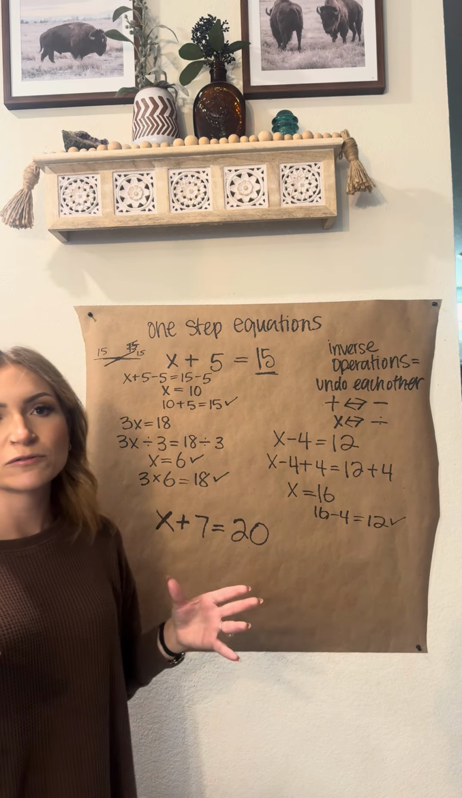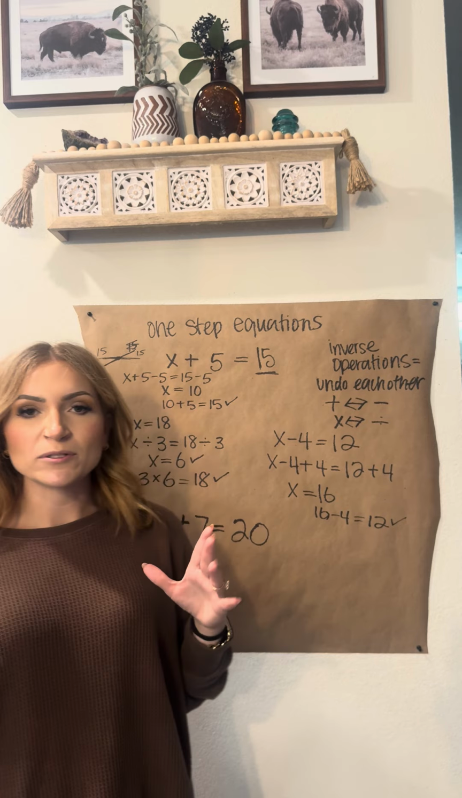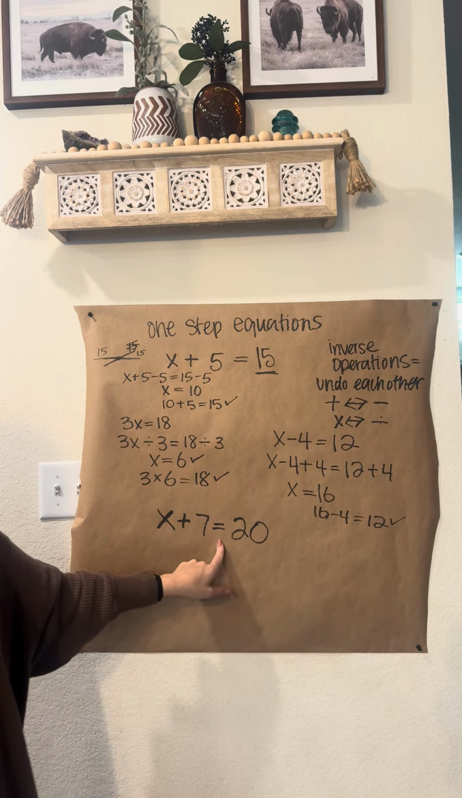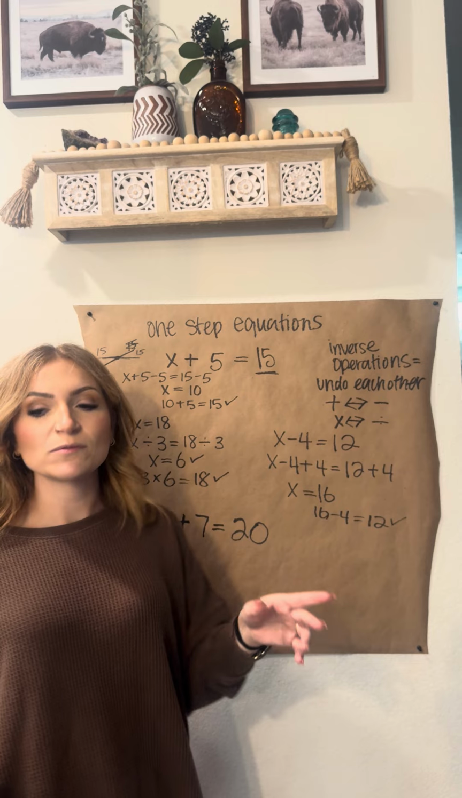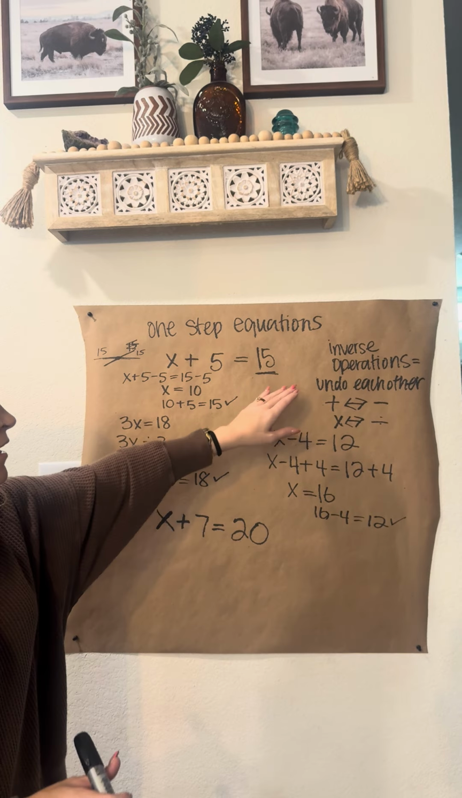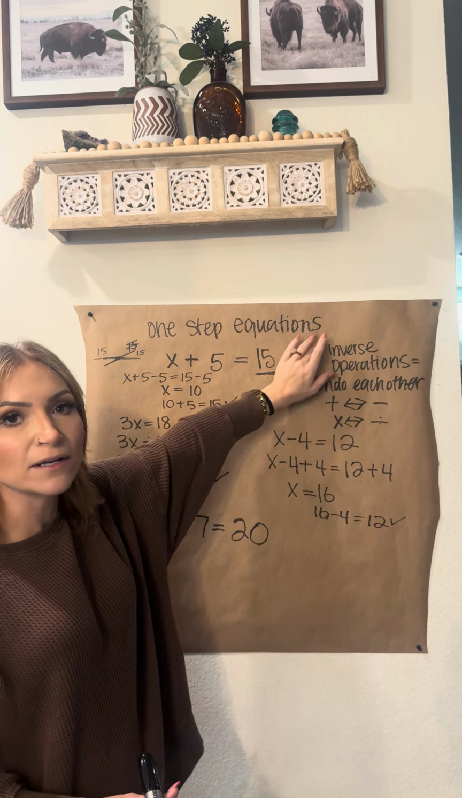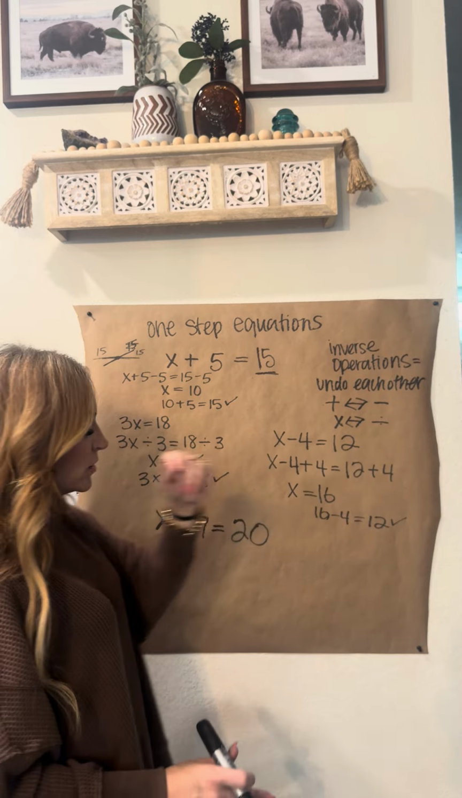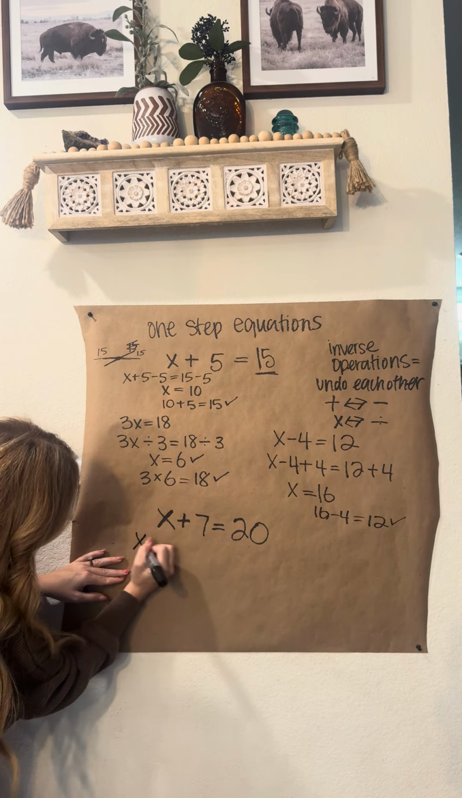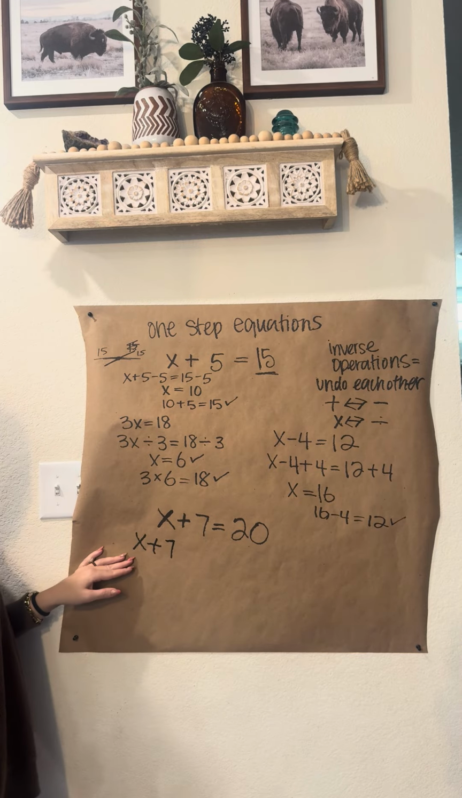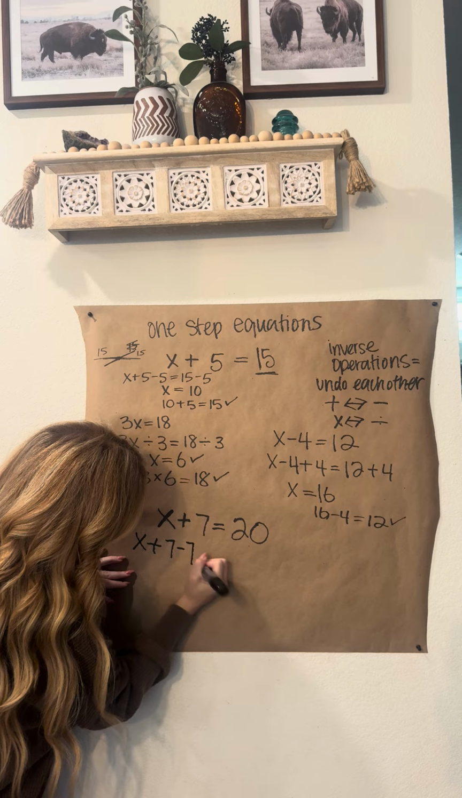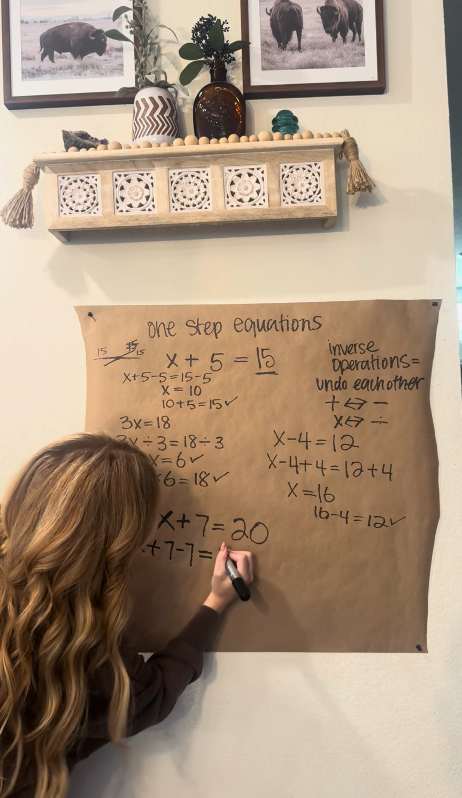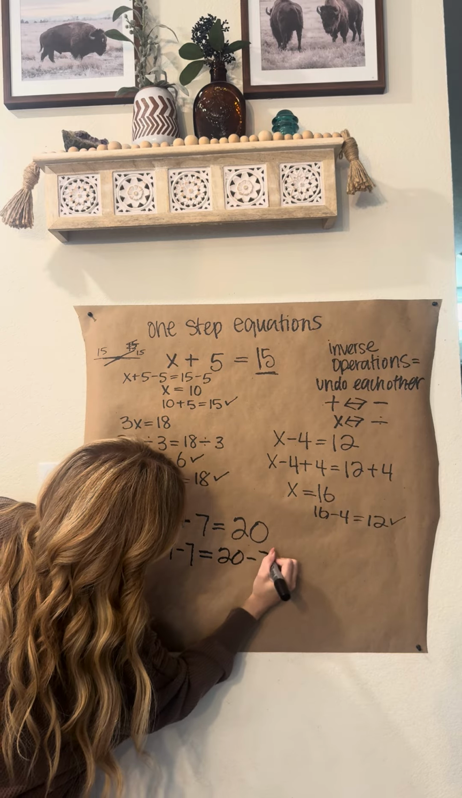Sometimes these can be a little tricky if we overthink them, but we just have to remember to keep our weight nice and balanced because we want it to be equal to each other. So we need to do the same thing on both sides, and our inverse operations undo each other. So this one, our inverse operation is gonna be subtraction. So we're gonna do x plus 7, inverse operation, minus 7 equals, keep it balanced, we gotta do it on both sides, right? 20 minus 7.